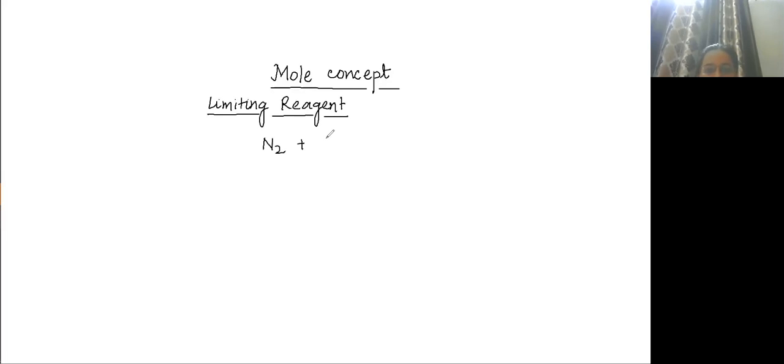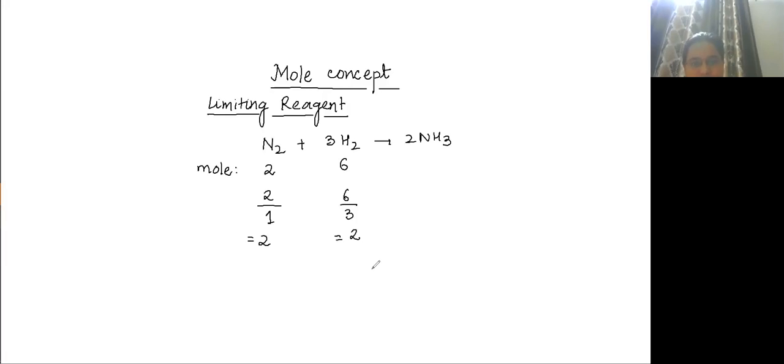N2 plus 3H2 gives 2NH3. Let us say moles of N2 present is 2 and moles of H2 is 6. In this case, how to find out limiting reagent? Divide the moles by the stoichiometric coefficient: 2 divided by 1 is 2, and 6 divided by 3 is 2. In this case, both values come out the same, so there will be no limiting reagent in this reaction.